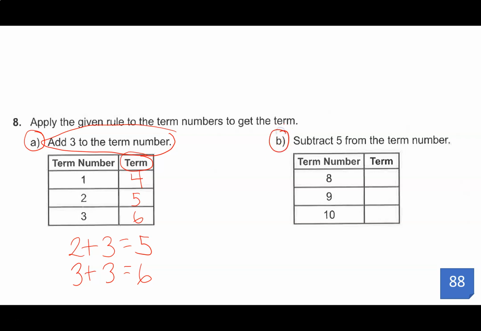B says, subtract 5 from the term number. So our first term number is 8. If we subtract 5 from 8, we will get 3. Try the other 2 term numbers by yourself.